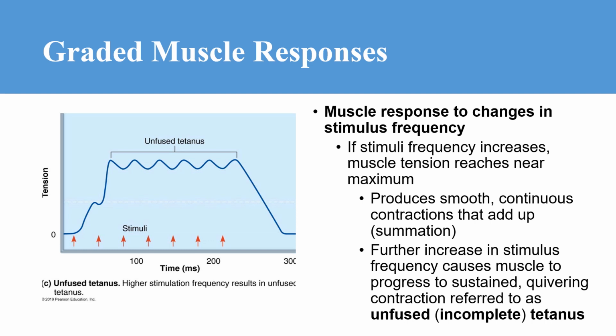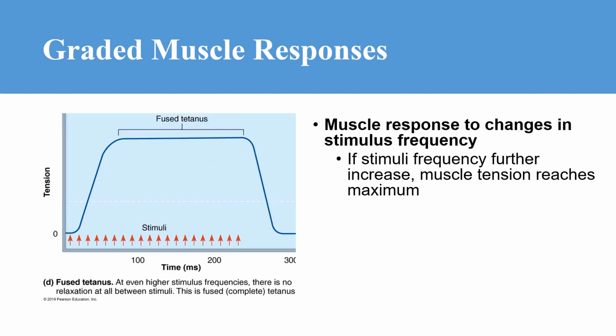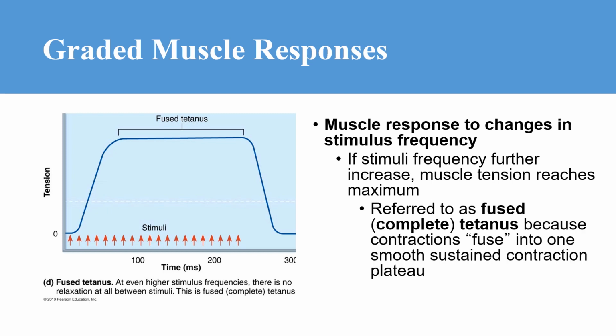Now, if you have even further frequency, so you increase the frequency of the stimuli, the muscle is going to then contract and have the sustained kind of quivering contraction, which is going to be referred to as unfused or incomplete tetanus. So kind of the quivering is that we're not quite kind of solid yet. And then finally, if the stimuli is increased even further, you will reach maximum muscle tension and you will have fused tetanus. So this is going to be kind of a smooth, sustained contraction where you hit plateau. And so this is kind of the final point that the muscle can contract at.